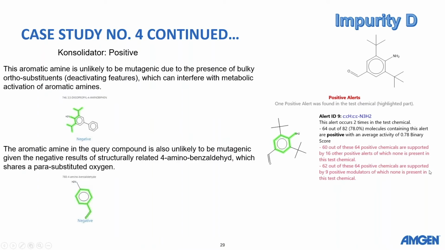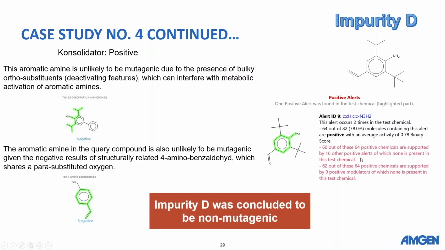So as with impurity D, compound 746 on the top had the presence of bulky ortho substitutes, which can interfere with metabolic activation of the aromatic amines. In addition to this, and also similar to impurity D, we also had a para-substituted oxygen similar to compound 670 below, which again was predicted to be negative. So based on these two structurally similar compounds, similar deactivating features to 746 and 760, we were able to predict impurity C was likely non-mutagenic.